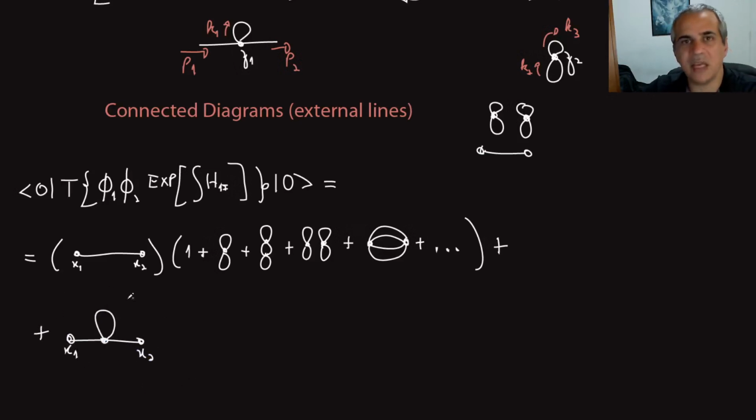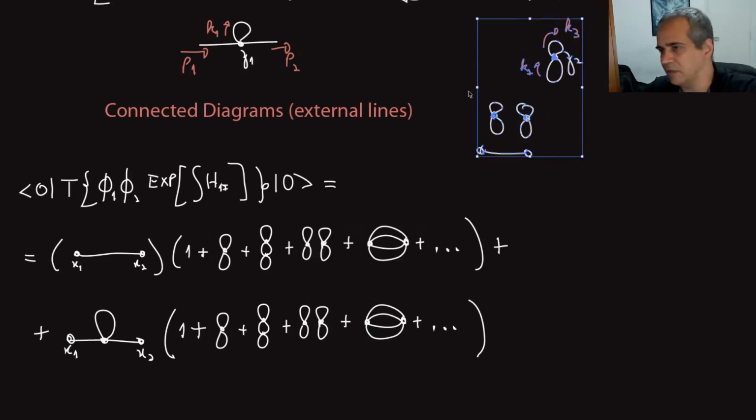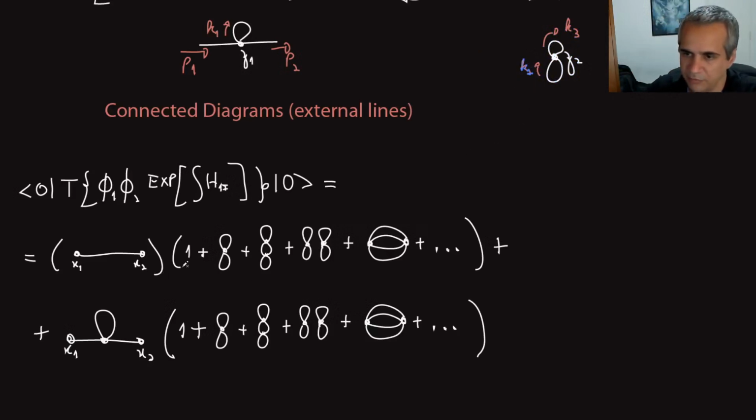But I can play the same game with this guy, right? I have the most naive contribution, which is just him. But I can also have him and another bubble here, right? Or any of these guys, which will factor from him and produce the same series. The only thing I have to be careful here is with the orders, right? Not very careful, just mindful.